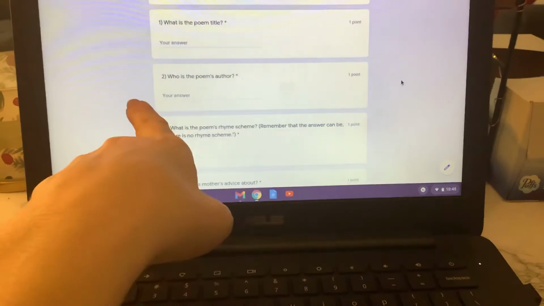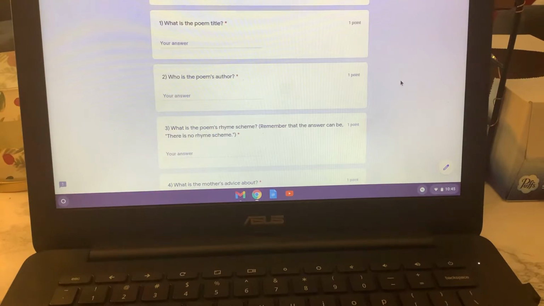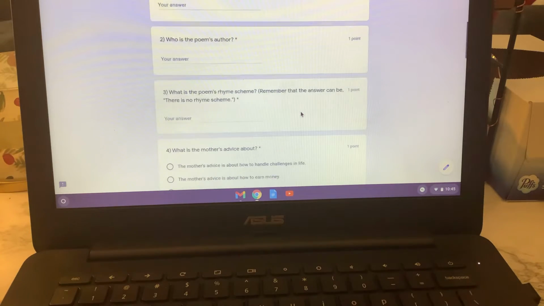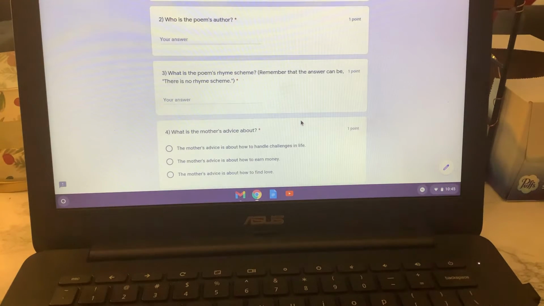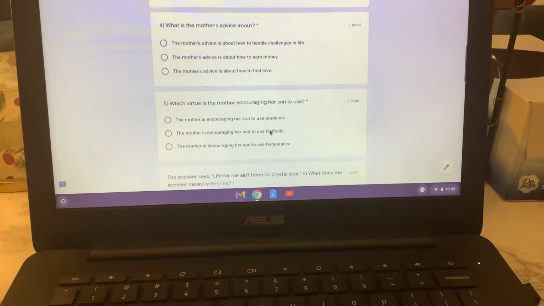Who is the poem's author? So the poem's author is... What is the poem's rhyme scheme? You kind of have two options, right? The poem's rhyme scheme is blank, or remember that the answer could be there is no rhyme scheme. So two multiple choice questions.